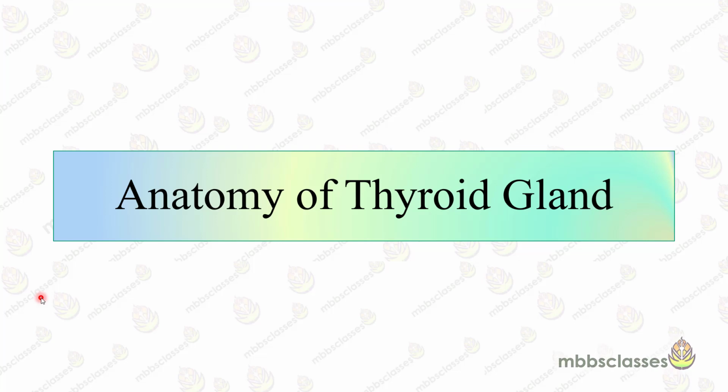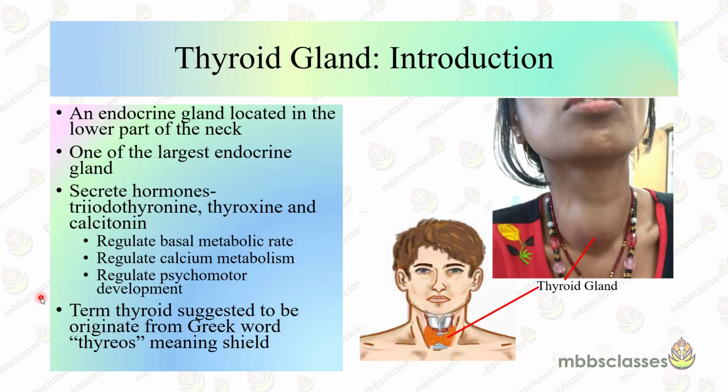Hello everyone. In this video, I will be talking on anatomy of thyroid gland. So, thyroid gland is an endocrine gland that is located in the lower part of the neck. We can see here, this is the enlarged thyroid gland, and the location of the thyroid gland is in the front of the lower part of the neck. And it is one of the largest endocrine glands.